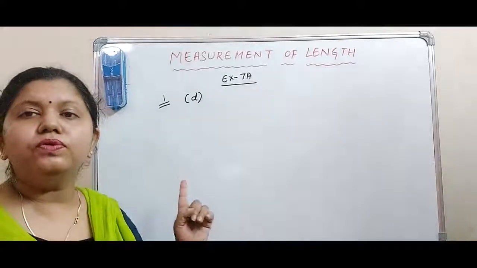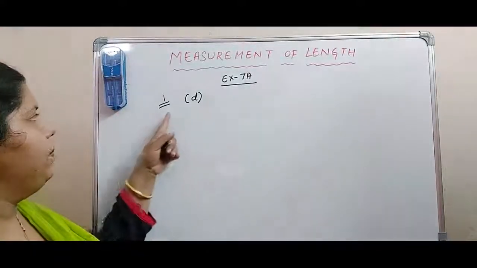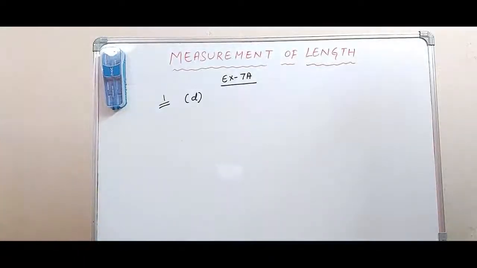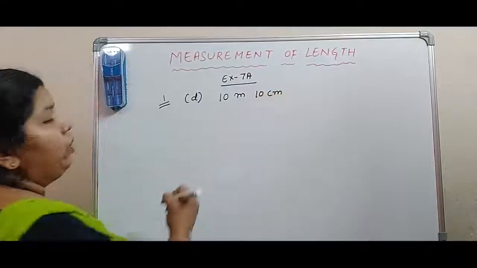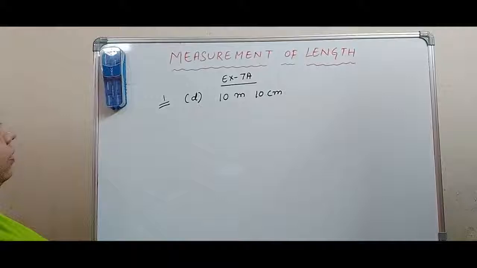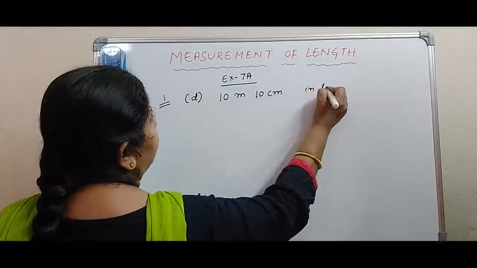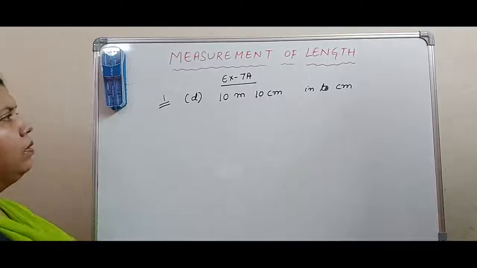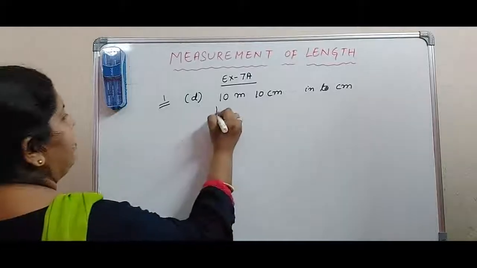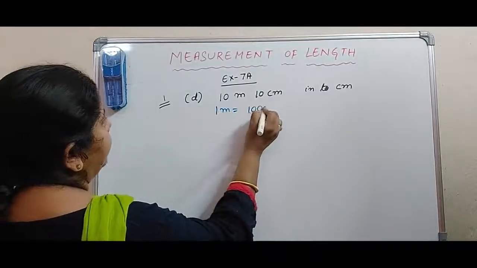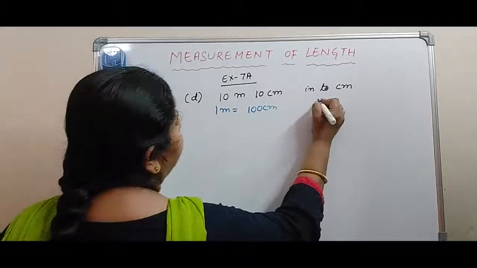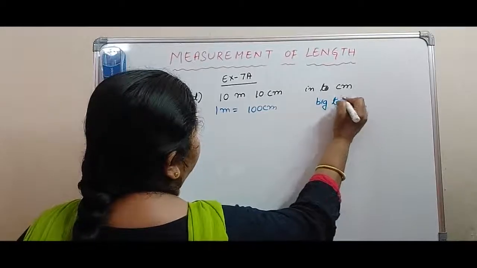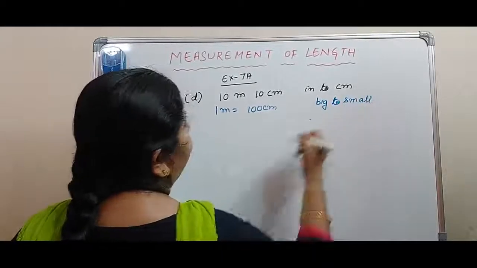Now let us do some questions from exercise 7a. I am doing question number 1 bit D. The question is 10 meter 10 centimeter. We have to convert it into centimeter. So the first thing you have to understand is what the conversion is. It is 1 meter equal to 100 centimeter. First thing you should know. And the second is the conversion is from meter to centimeter, so it is from big to small. For big to small, what do we do?